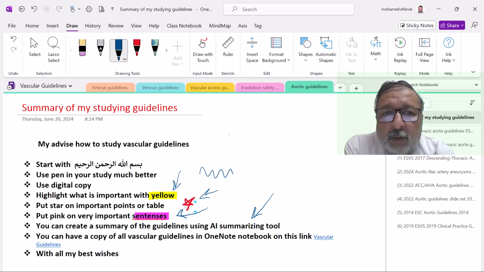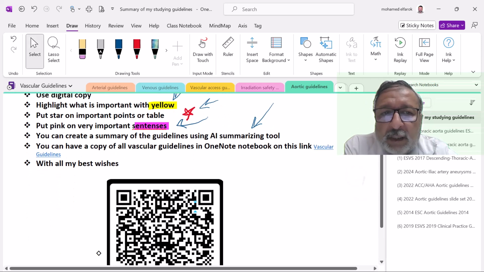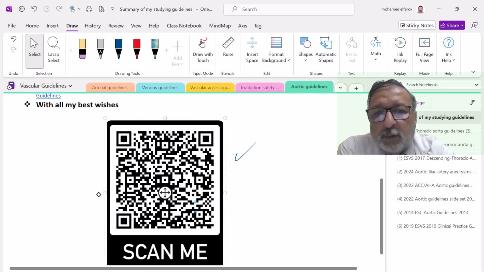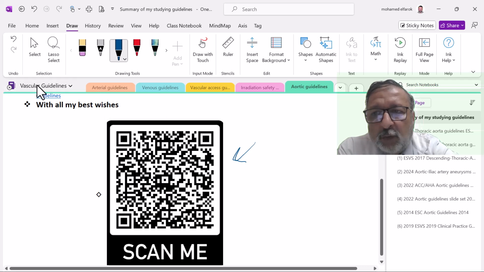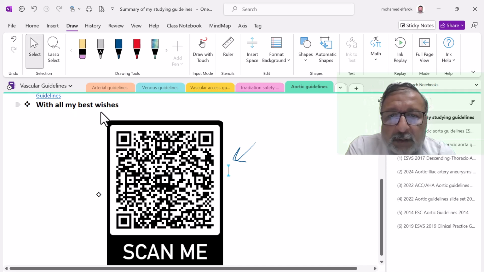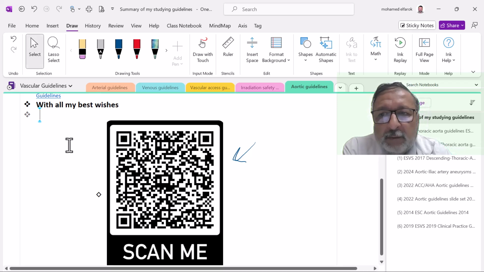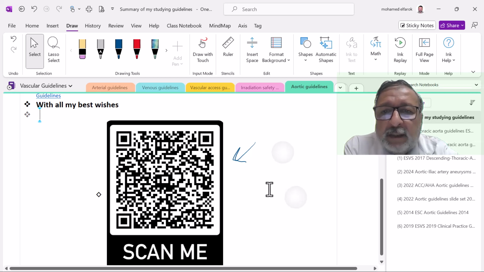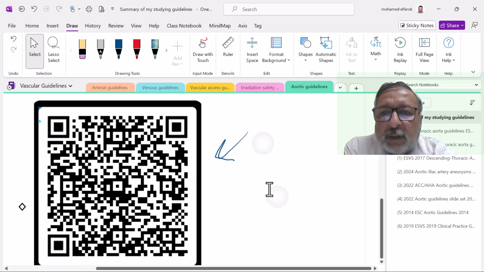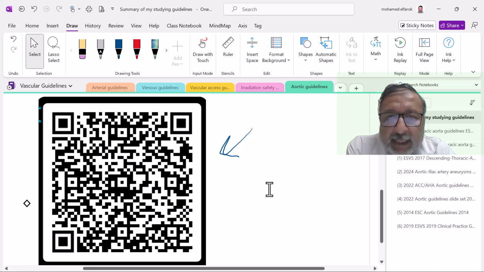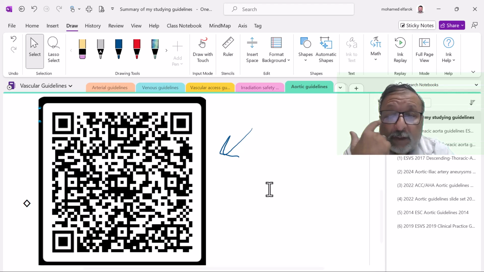And I will also share with you all this book with this QR code. If you scan this QR code, then you can have access to all my vascular guidelines. And hopefully I will start to study them one by one and let you know how we're going to study the vascular guidelines. So if you scan this QR code here, I will try to enlarge it like this. If you scan this QR code, you will have direct access to my notebook, all vascular guidelines.